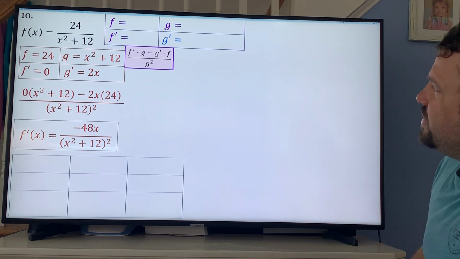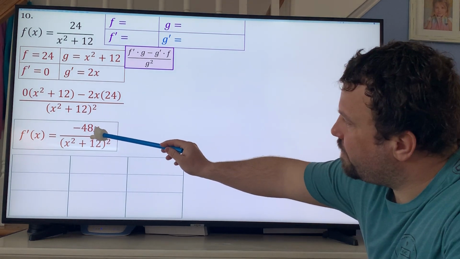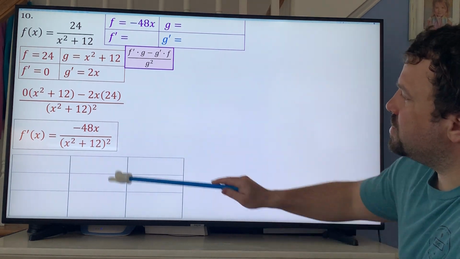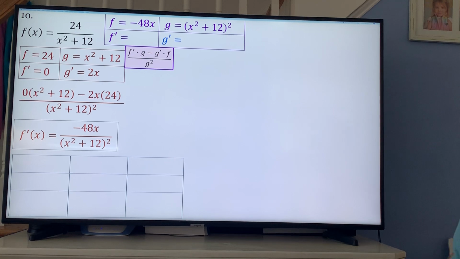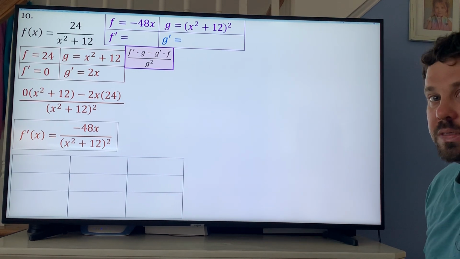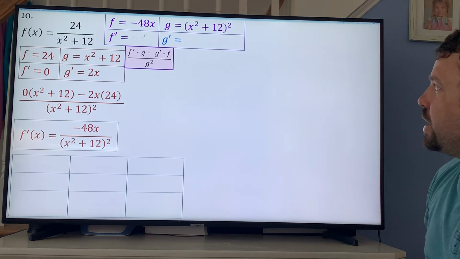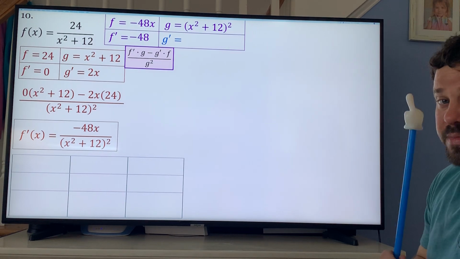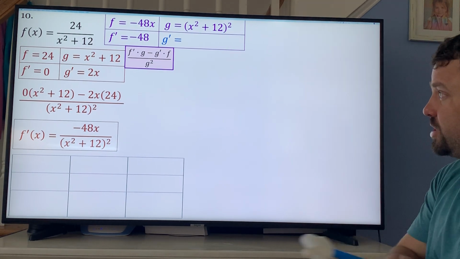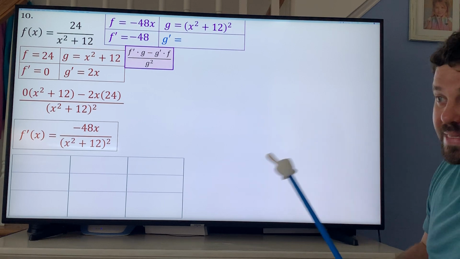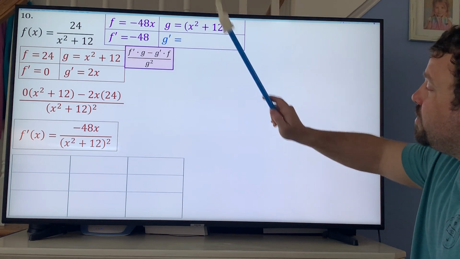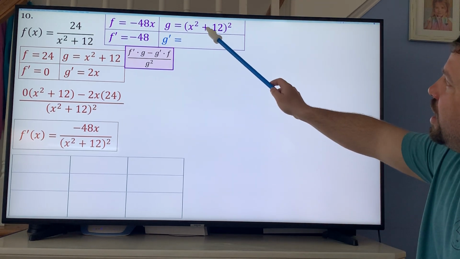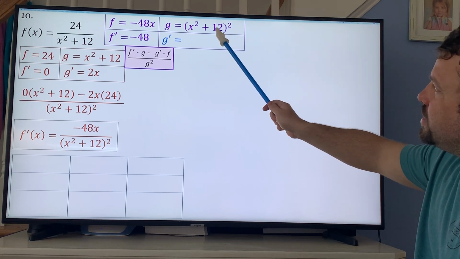All right, so we're going to derive this again. What's your f here? Negative 48x. What's your g? x squared plus 12 squared. Ooh, right here, negative 48. So yes, I am telling you, you're doing 2 quotient rules and a chain rule all in the same problem. Happens. All right, so that's why your test is only 2 questions. Right here, chain rule.